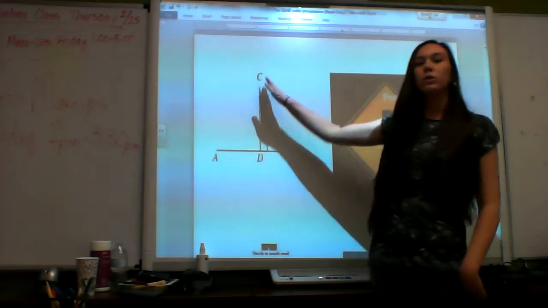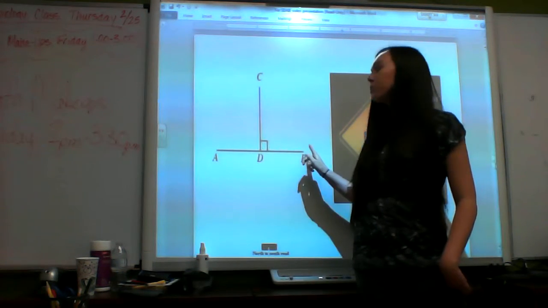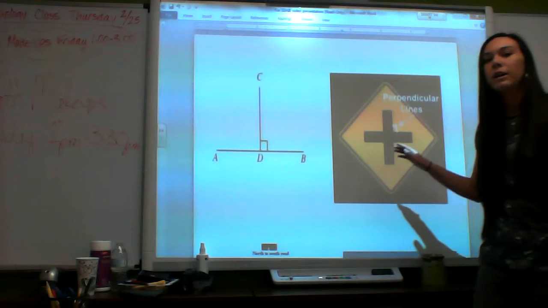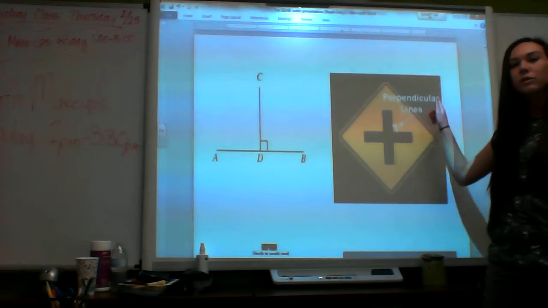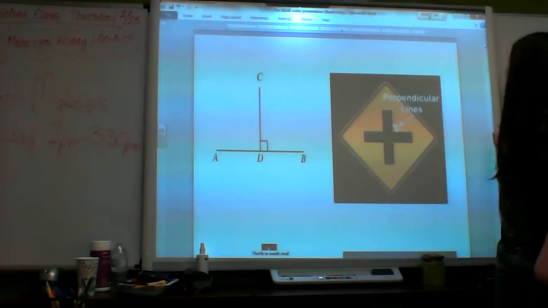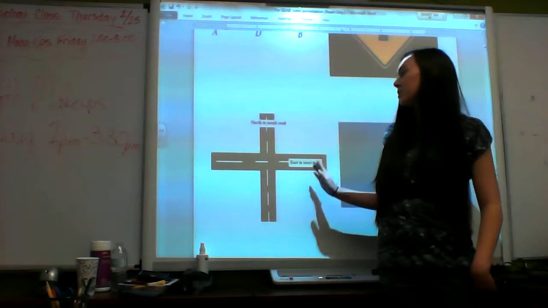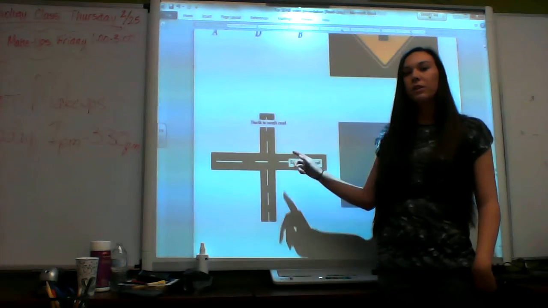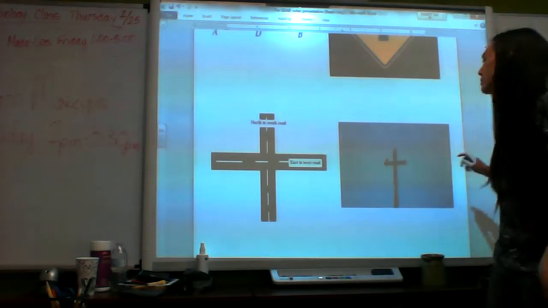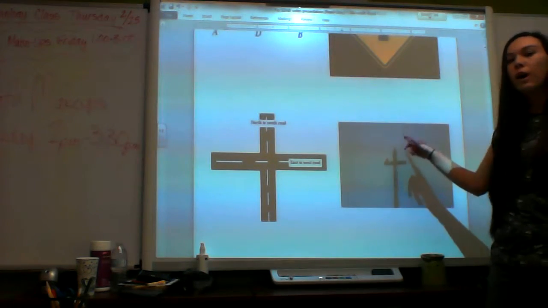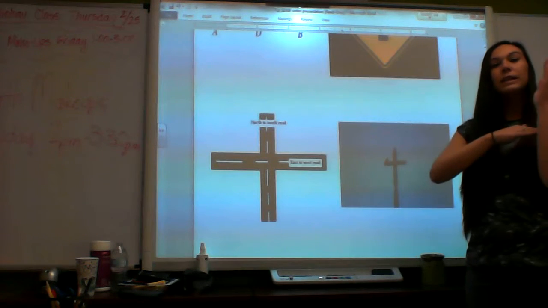Good, right? We have our two lines meeting at that 90-degree angle. So these lines are perpendicular. There's a road sign, and you can see they cross at that 90-degree angle. These are perpendicular lines. Somebody had said an intersection, so yes, here's an intersection, perpendicular, obviously only if it's two straight crossing roads. This is a cross, and these lines are also perpendicular. They meet at that 90-degree angle.